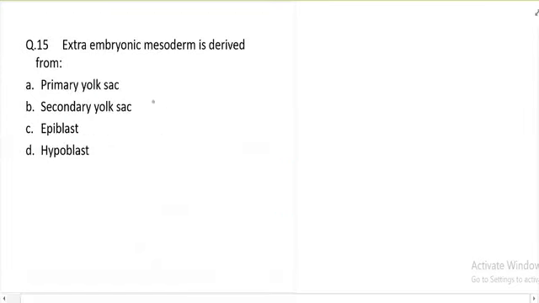Next question. Extraembryonic mesoderm is derived from primary yolk sac, secondary yolk sac, epiblast and hypoblast. In these choices, primary yolk sac is the best choice. If primary yolk sac is not in the option, then we can go with the hypoblast also, because hypoblast forms the cell lining of the primary yolk sac. So primary yolk sac, A, is a better choice than D.